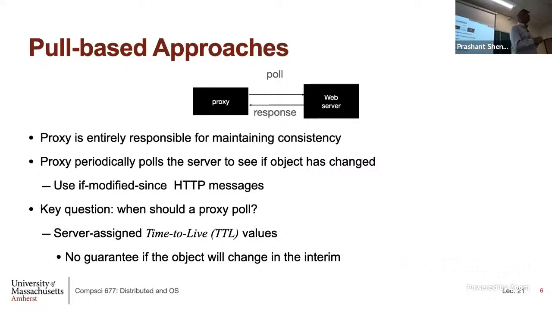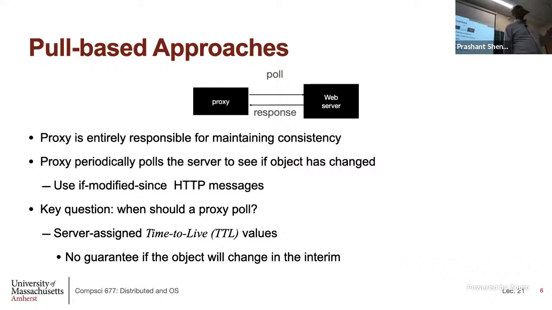How does the proxy do this? The proxy has to keep polling the server. So this is also called a poll-based approach, which is the same as a pull-based approach. So you poll periodically the web server saying, has this page changed? You will get either a yes message or you will get a no message. And the way you can actually do this is you can use HTTP to poll. Because HTTP, you all know HTTP has a get message, right?